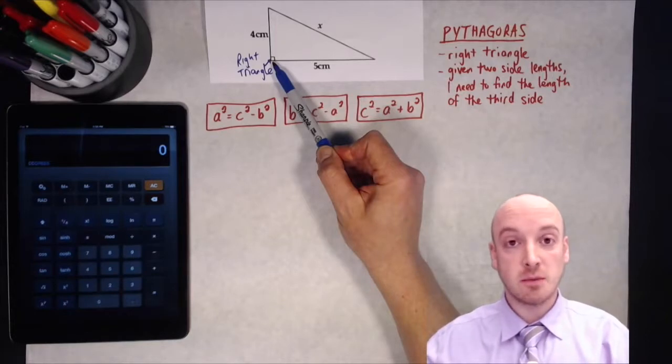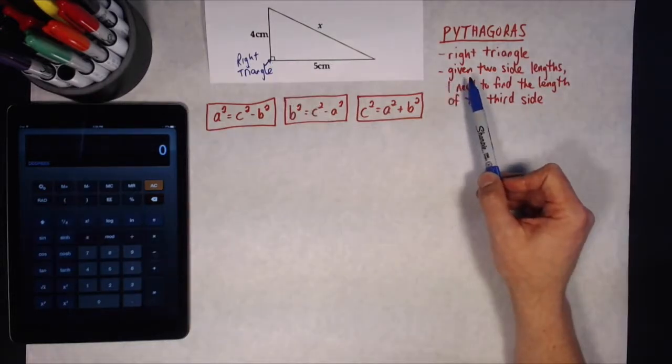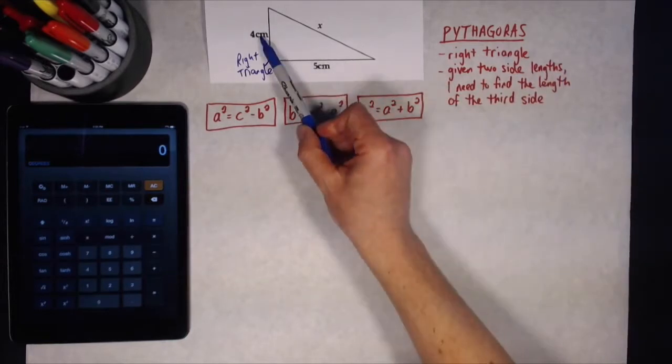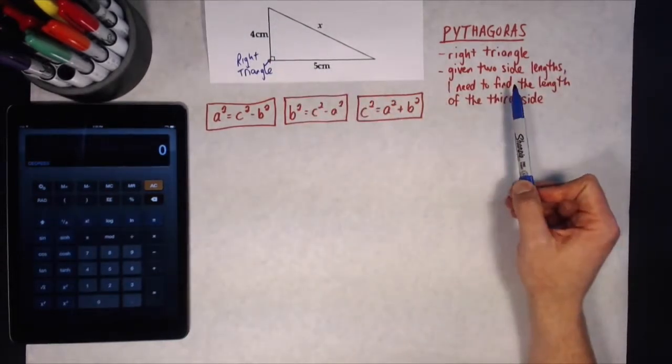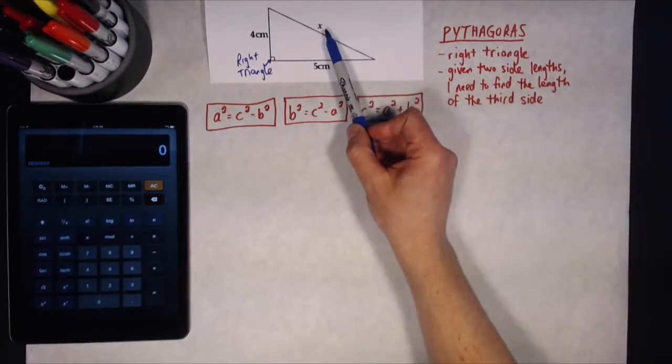If you don't have the square, you have to look for the number 90, or maybe the problem is going to tell you you're dealing with a right triangle, because if we don't have a right triangle, we cannot use Pythagoras. So when do I use Pythagoras in a right angle triangle? Well, when I'm given two side lengths, which I am right here, 4 centimeters and 5 centimeters, and I need to find the length of the third side, this one here with the x on it.